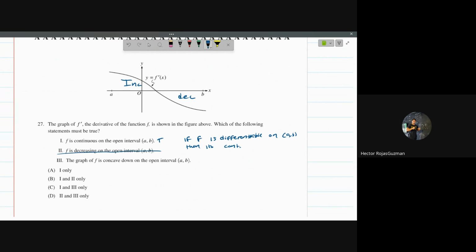3. The graph of f is concave down. Because this is the graph of f prime and concavity comes from the second derivative, then you're going to have to look at the slope of f prime. And the slope is negative. So then, yes, it's true. So which ones are true? Seems like it's 1 and 3. C. Let me check my answer. And it's correct.